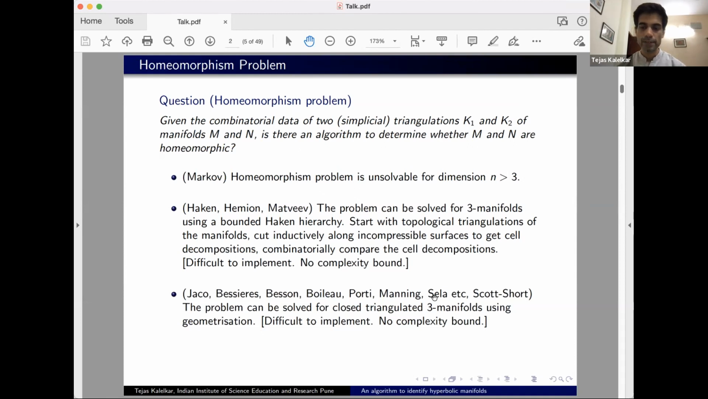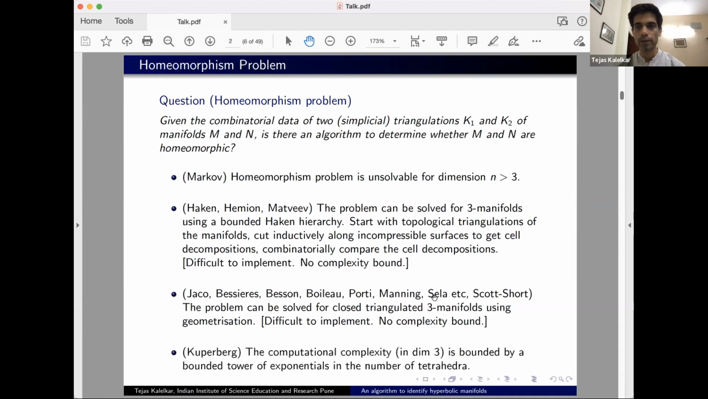In the direction of complexity bounds, the first result was by Kuperberg, who showed that the computational complexity of this problem is given by a function which is a bounded tower of exponentials in the number of tetrahedra. So there is some function of the form 2 raised to 2 raised to 2, a tower of exponentials, raised to t, where t is the number of tetrahedra. He doesn't give an explicit height for this tower, but he just says there is some such function which gives the complexity for this homeomorphism problem.